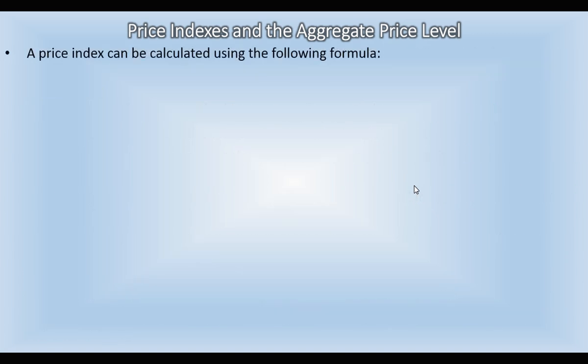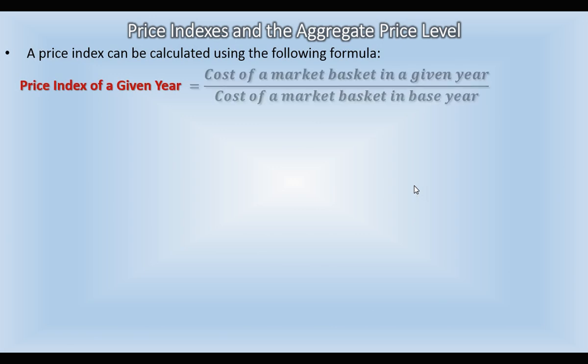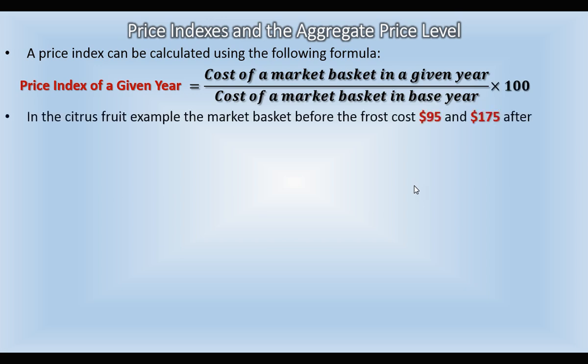So a price index can be calculated using the following formula. The price index of a given year equals the cost of a market basket in any given year as a proportion of the cost of a market basket in a base year, times 100. So in the citrus fruit example, the market basket before the frost cost $95 and $175 afterwards. So the price index of the year before the frost was equal to 95 over 95, which is equal to 1, times 100, which is equal to 100. So the base year is normalized to 100. That was the original year before the frost, which changed the prices.